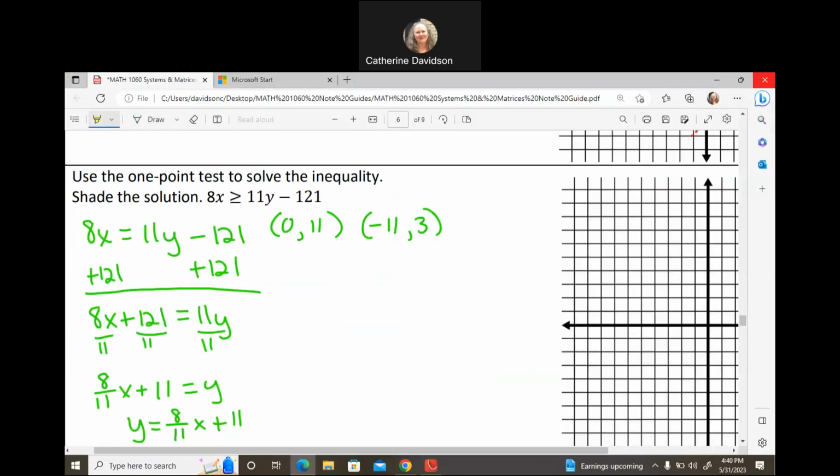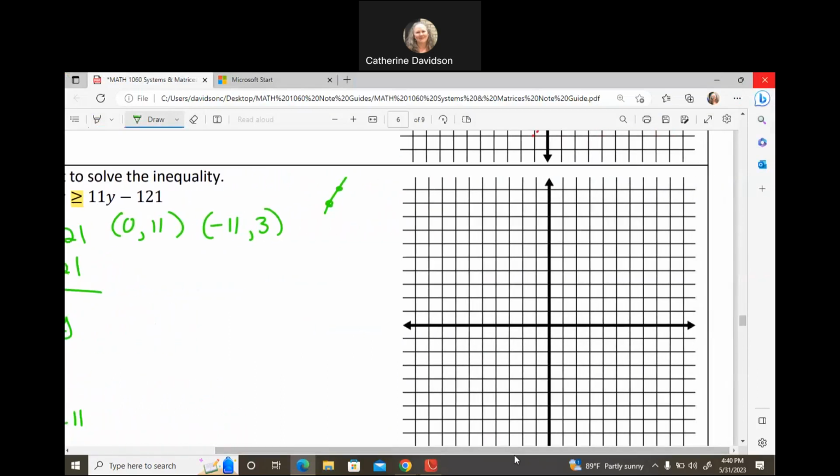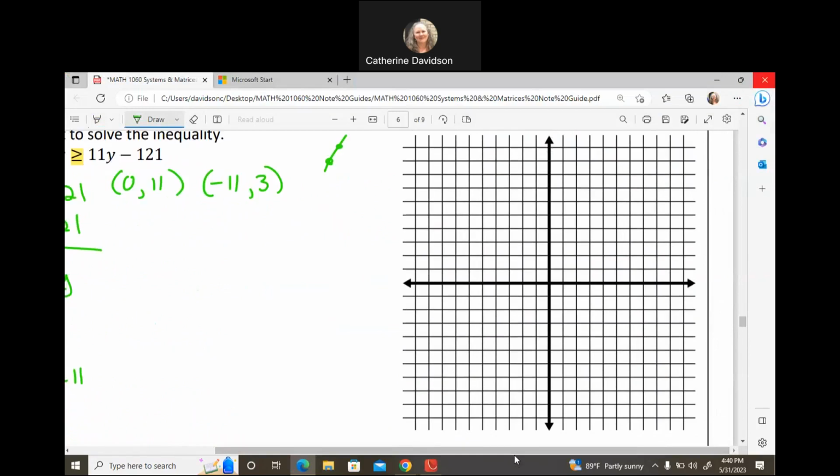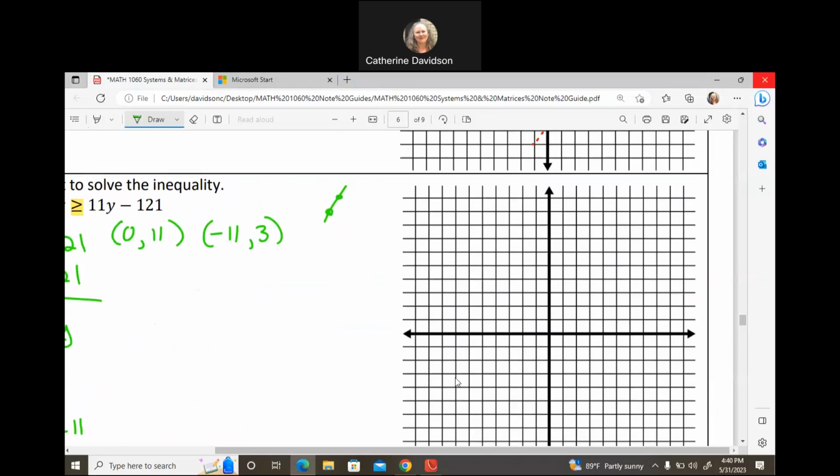All right, so if we look at the inequality, it's a greater than or equal to, so that means my line is going to be solid. Zero, go up just a tad. 0, 11, that's 10. And 11 to the left and up 3. We said that was going to be solid because there's an equal to underneath it.